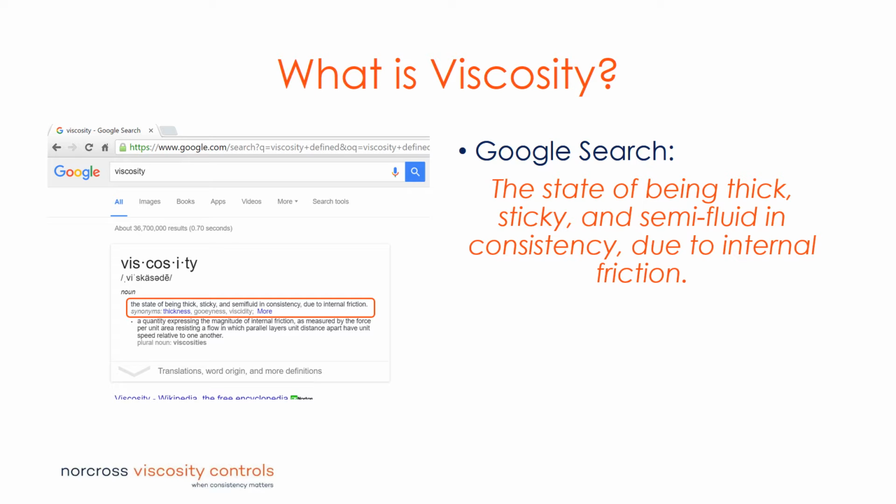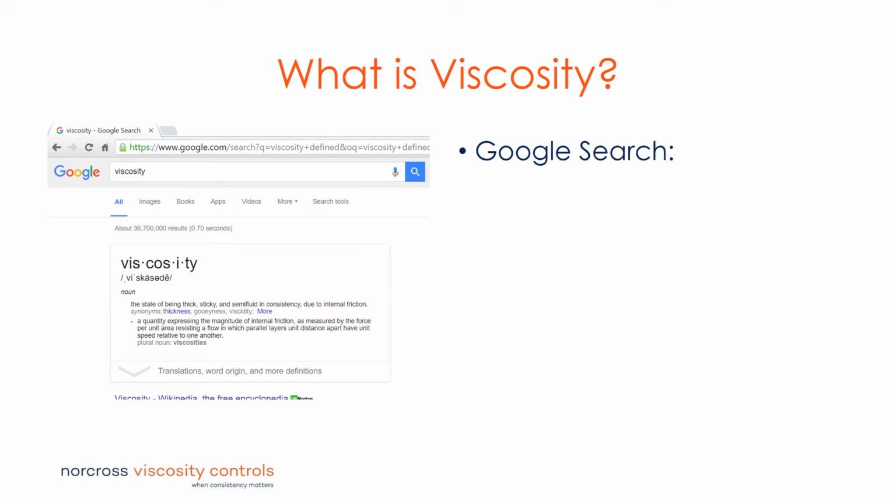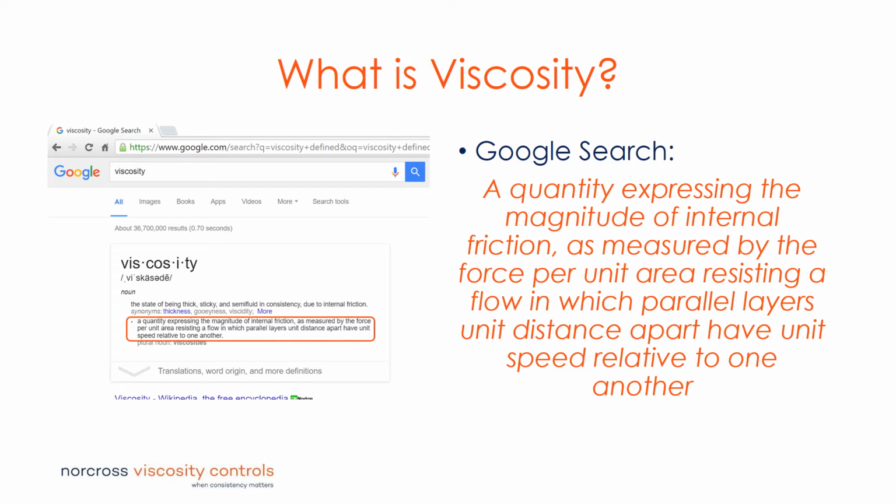This is how Sir Isaac Newton defined it in his famous book, The Principia, first published in 1687. Paraphrasing, viscosity is a quantity expressing the magnitude of internal friction as measured by the force per unit area resisting a flow in which parallel layers unit distance apart have unit speed relative to one another. A bit confusing? Perhaps.